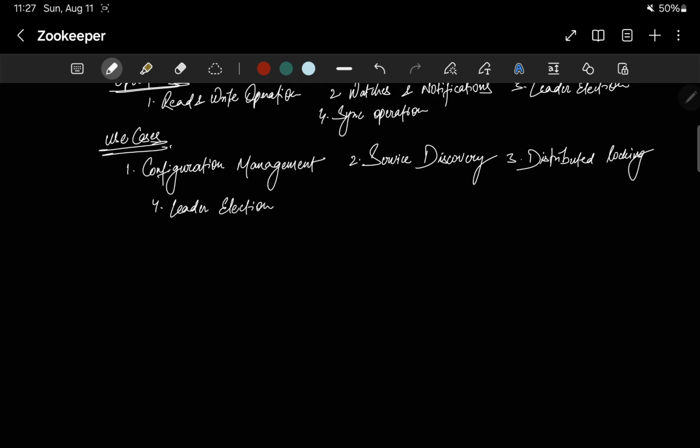Leader election. ZooKeeper is widely used for leader election in distributed systems, ensuring only one leader is active at a time. And as I told you before, ZAB is used for this, ZooKeeper Atomic Broadcast. In a cluster of distributed caching nodes, ZooKeeper might manage leader election to determine which node should handle cache invalidation events. And next is queue management.